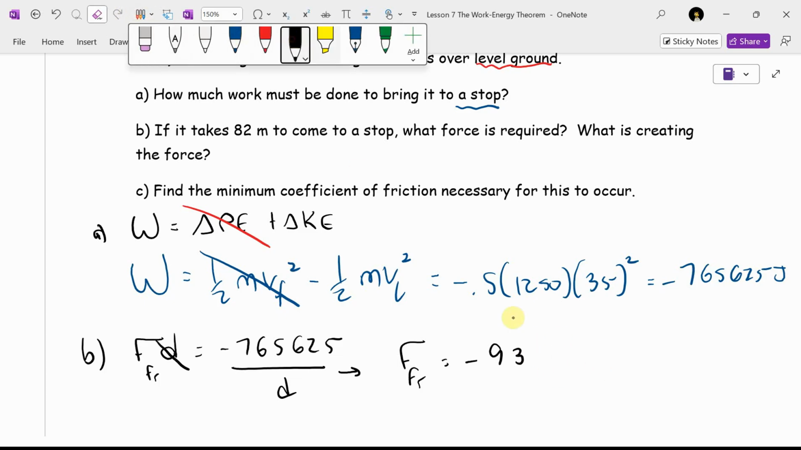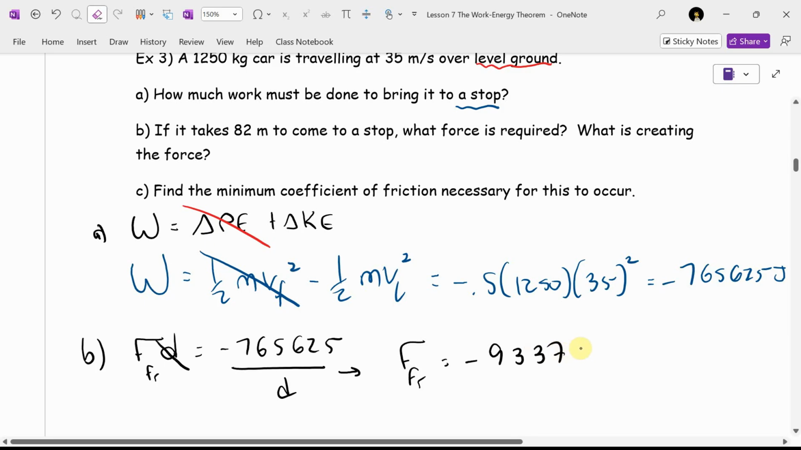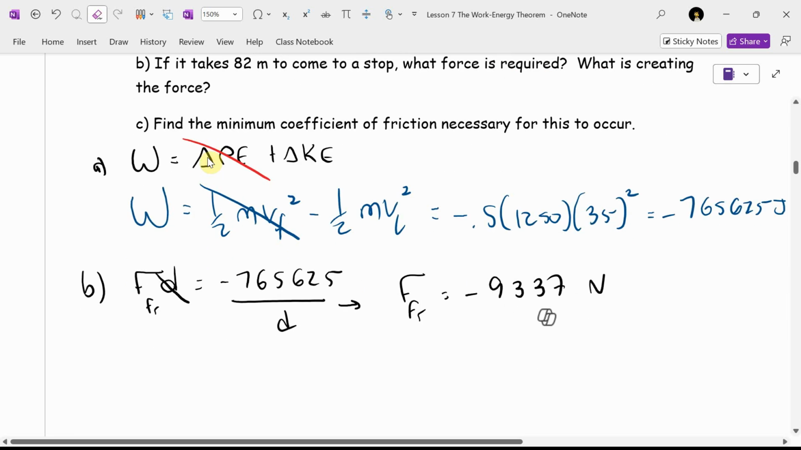9337, rounded off properly. Newtons. And in fact, now I can even ask another follow-up question. Stephen, what is creating the force? Friction. We figured that out, so we answered that. Stephen, what's C asking me to find?